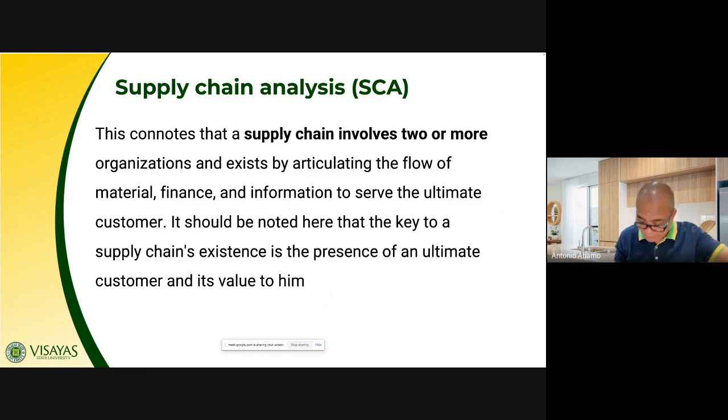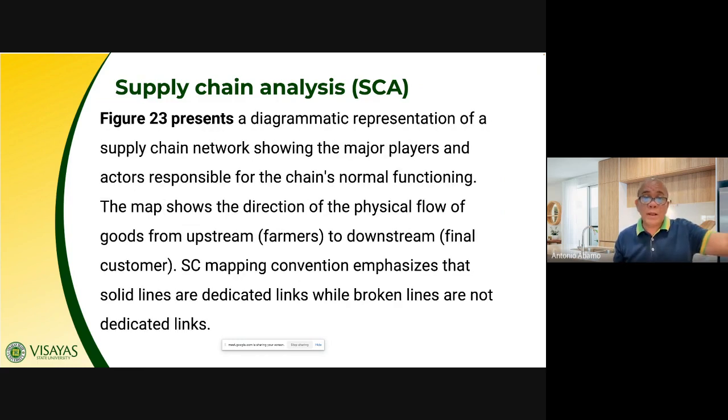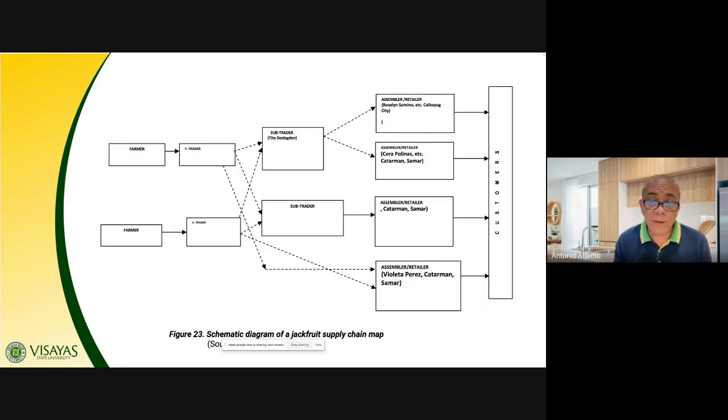No? Something like that. So, figure 23 presents a diagrammatic representation of a supply chain. Okay? This is a supply chain of jackfruit. Okay? You have a farmer here. This is one supply chain. And then you have customers here buying. And then you have also another supply chain. So we see the survivability of each supply chain here. You have here one supply chain and then another supply chain.